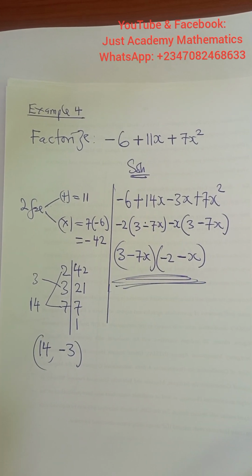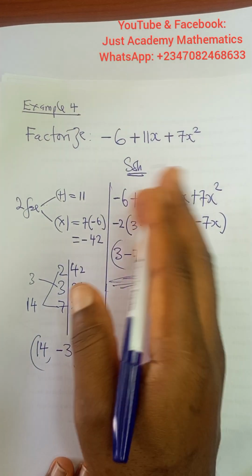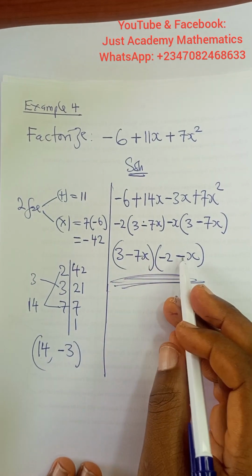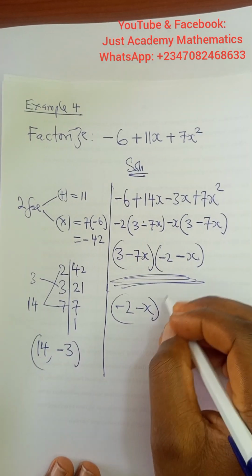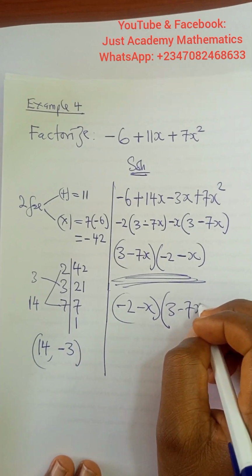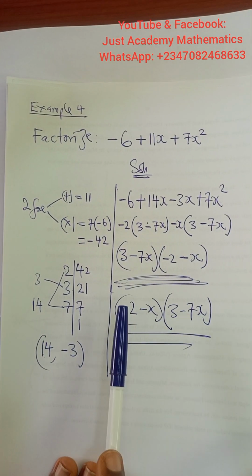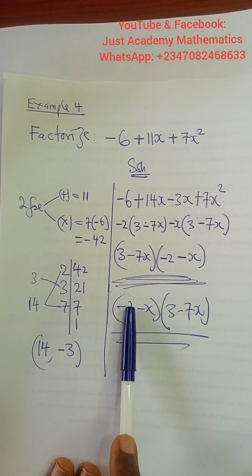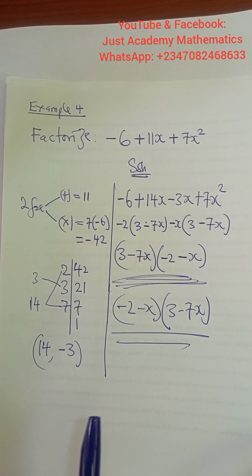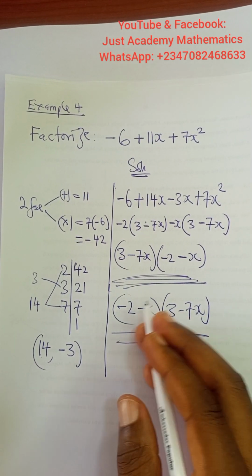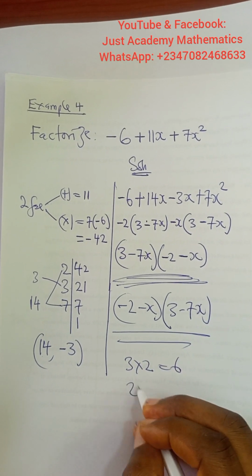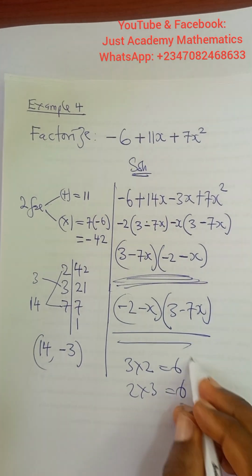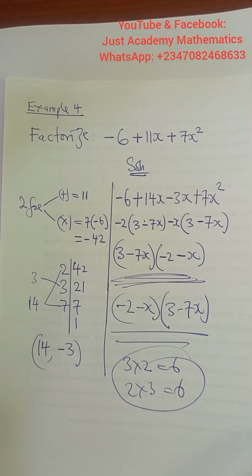There is something I didn't mention. If there is no equals to 0, remember that this minus and this is still the same thing. It doesn't matter which one follows which, because 3 times 2 is 6, and 2 times 3 is 6. Anyone can come first. So that is it for this class.